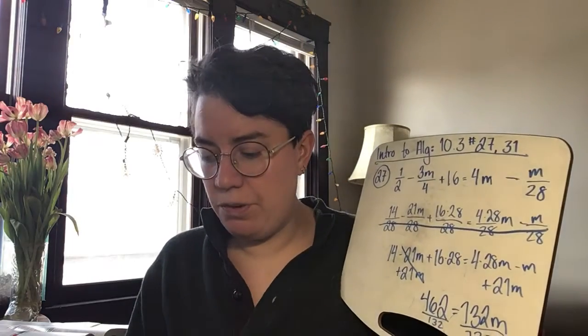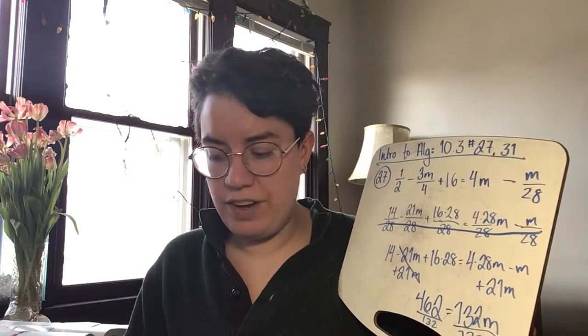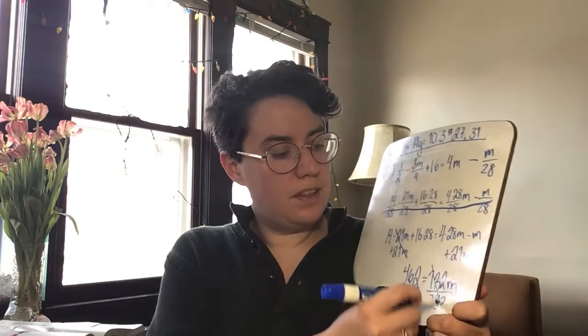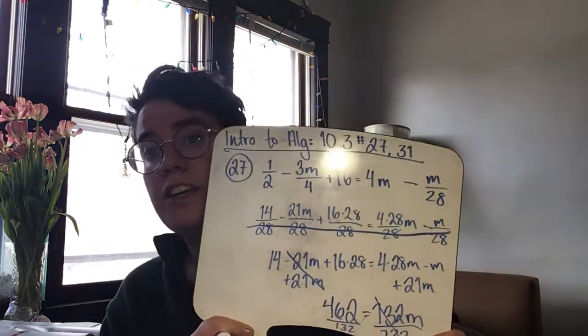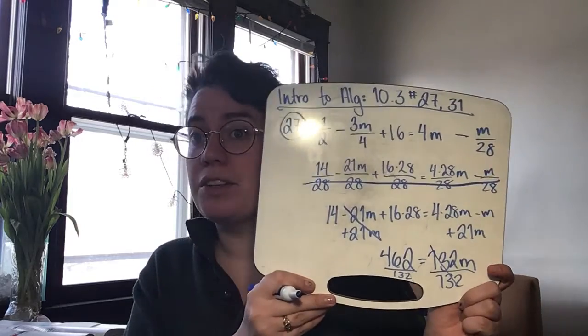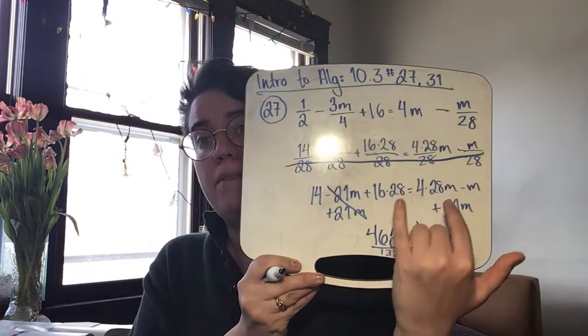And so 462 divided by 132 is equal to 3.5. So that's how you get your answer. Yeah, use your calculator. It's just a little bit more complicated one, but you can totally get there. Just remember to make common denominators on these terms if you're using that strategy.